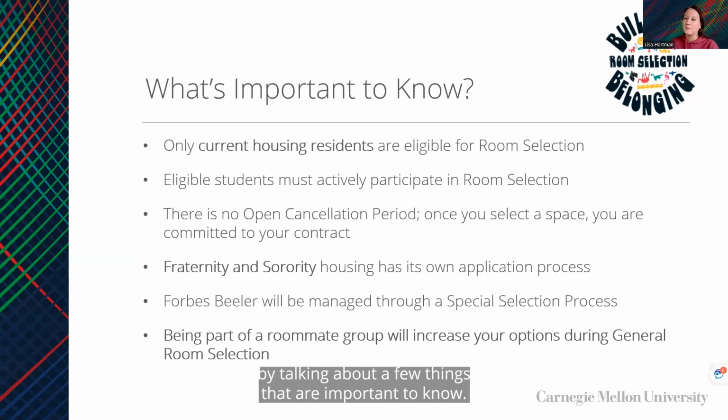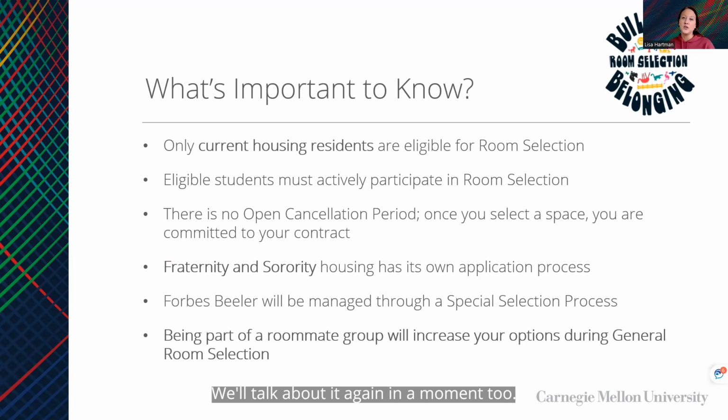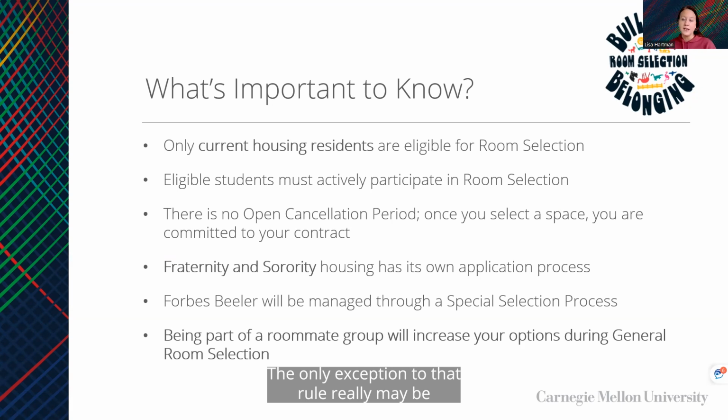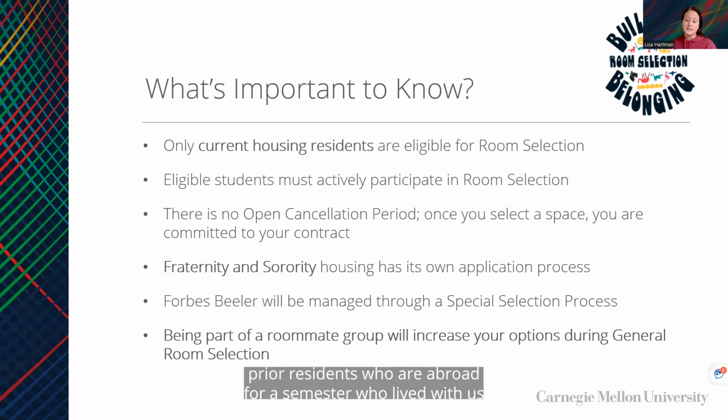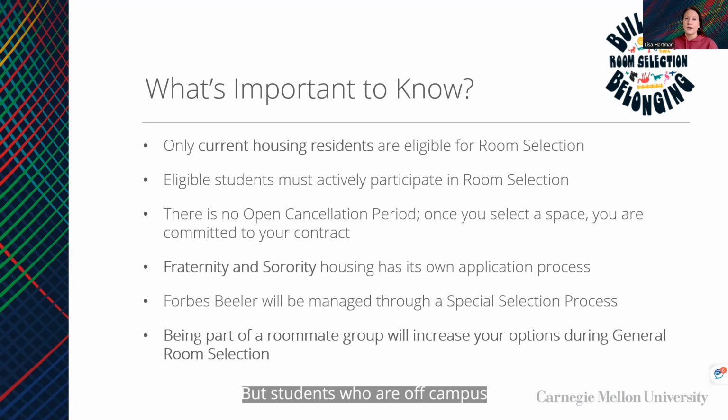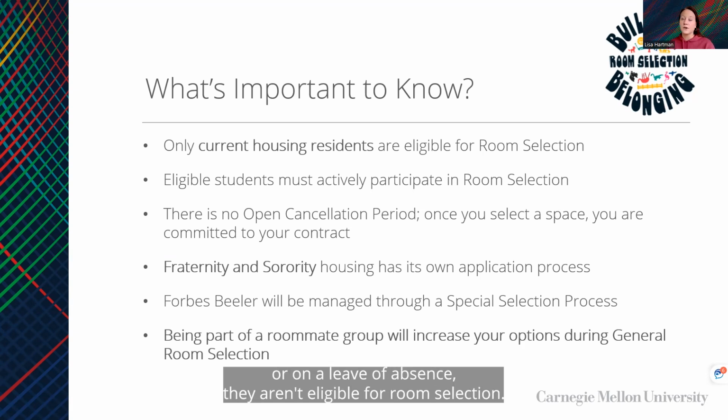So let's start by talking about a few things that are important to know. We'll talk about it again in a moment too, but only current residents are eligible for room selection. The only exception to that rule really may be prior residents who are abroad for a semester who lived with us the semester prior to going abroad and who are returning with us the semester immediately following. But students who are off campus or on a leave of absence aren't eligible for room selection. So it's important to know whether or not you're eligible when making plans.